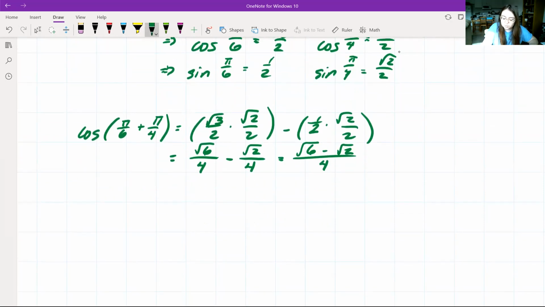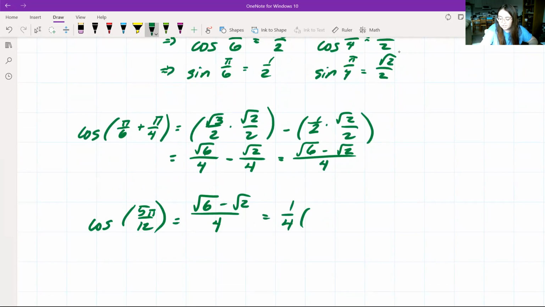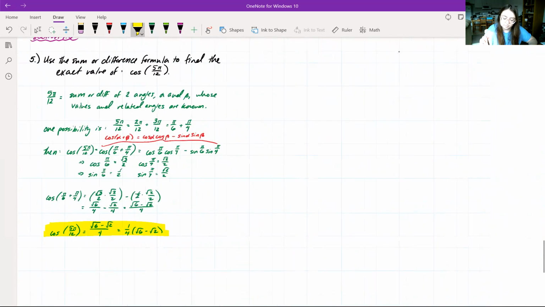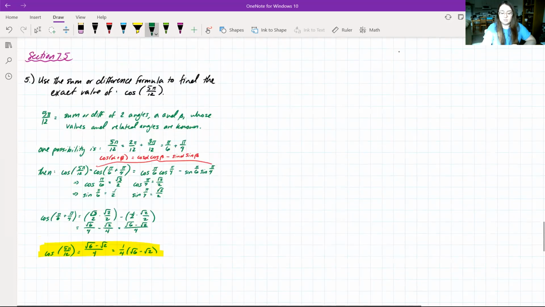So that would be our answer there, but just writing this as our final answer, we get cosine of 5 pi over 12 is going to be equal to the square root of 6 minus the square root of 2 all over 4. Another way you could rewrite it is 1/4 times the square root of 6 minus the square root of 2. Either way, they're the same thing, but whichever way you prefer to write it out. So, all right, when using the sum and difference formula, it's really just being able to correctly pick out what two angles you need to use, and then just using the formula.